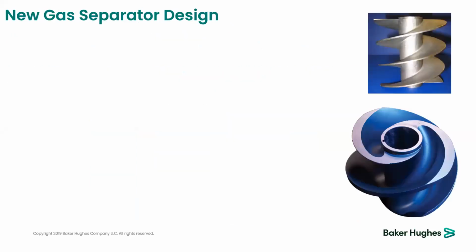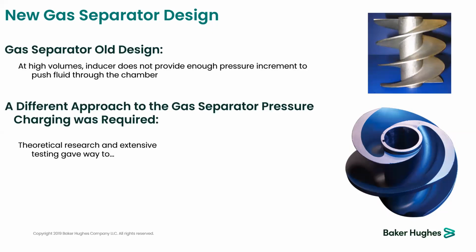Same for the old and the new design of the gas separator inducer. The upper one is the old and the bottom one is the new. You can see the high angle on the bottom one, which gives better handling of the gas, and less gas will remain in the middle, while the majority of the gas will go to the casing.